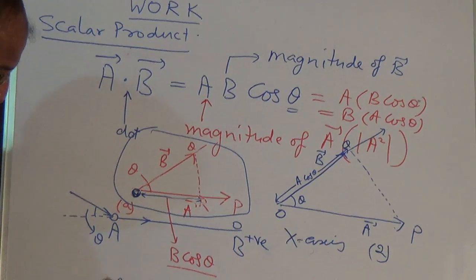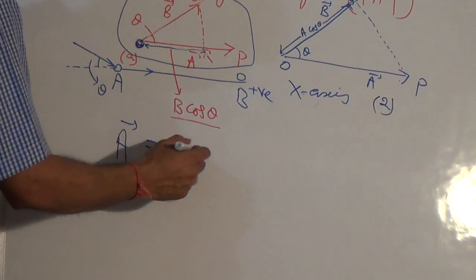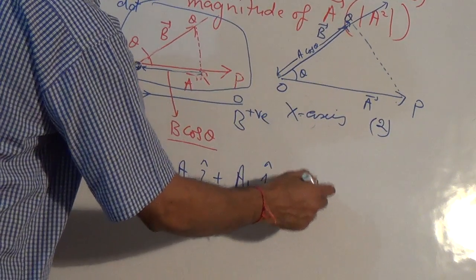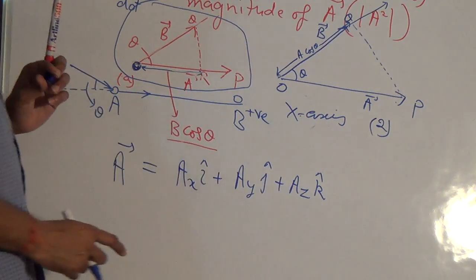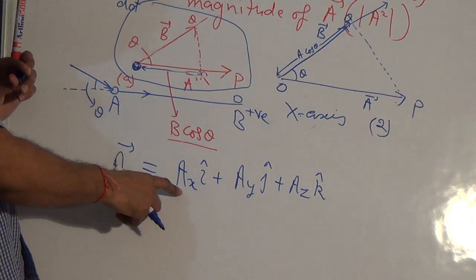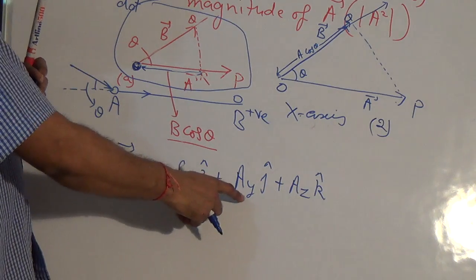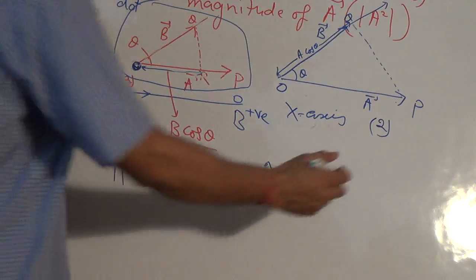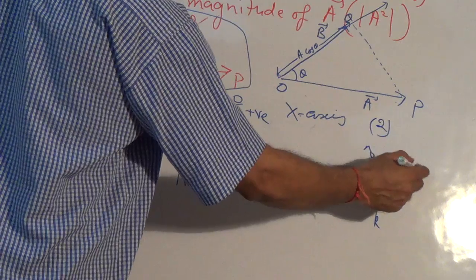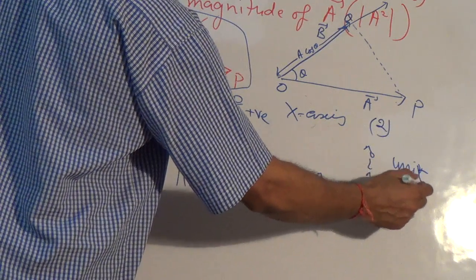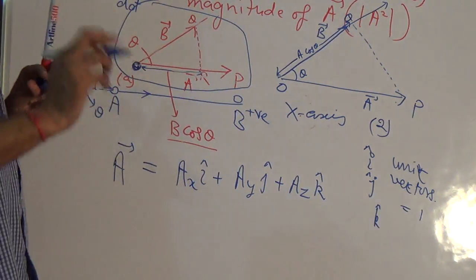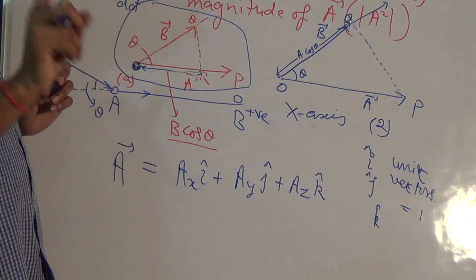Now in general, how to define vector A? Vector A is equal to Ax i plus Ay j plus Az k, where i, j, k are the unit vectors. Ax, Ay, Az are the components of the vector, and these are magnitudes along the x direction, along the y direction, along the z direction, where i, j, k caps are unit vectors. The magnitude of each unit vector is equal to 1.